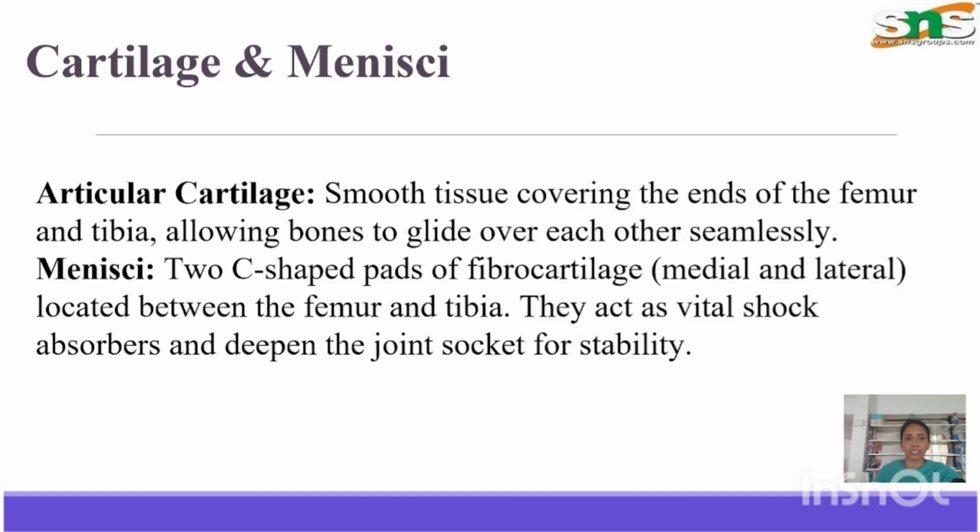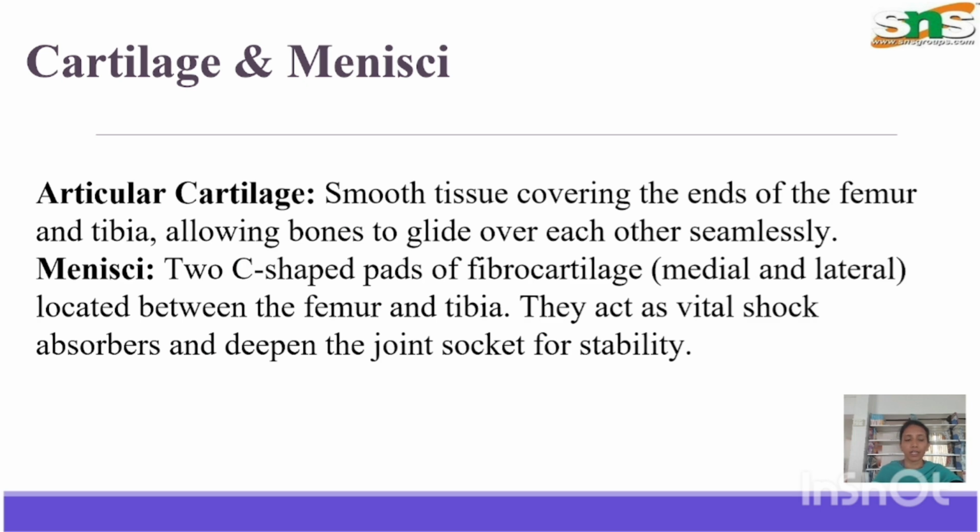Cartilage and meniscus. The articular cartilage is a smooth tissue covering the ends of the femur and tibia, allowing bones to glide over each other seamlessly. So that articular cartilage will cover the entire knee joint, which gives a smooth surface for the bones to glide over. And the menisci are two C-shaped pads of fibrocartilage, present medially and laterally on the tibial surface, located between the femur and the tibia in the knee joint.